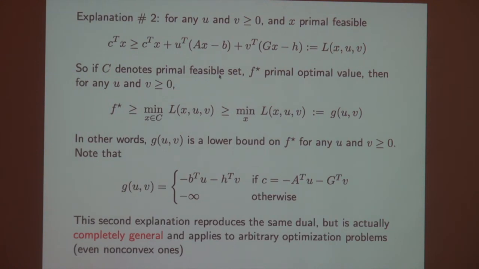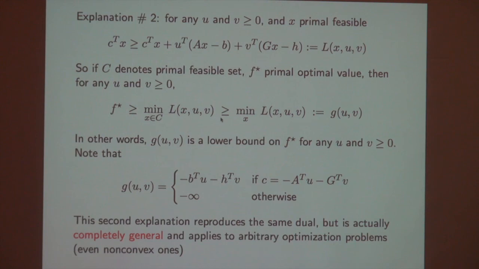And now we know that if C denotes the primal feasible set, so it's the set of all x for which those constraints are met, for which Ax equals b and Gx is less than or equal to h, then for any combination of valid dual variables, if I minimize c transpose x over the set C, I get f star by definition. That's the primal optimal criterion value. Just from this inequality, we know that that's going to be bigger than or equal to minimizing the Lagrangian over x being in C, because for every x, we have c transpose x is bigger than or equal to L of x, u, v. So if we minimize over C, the same inequality is going to hold.